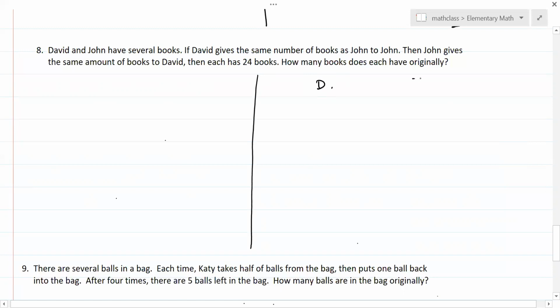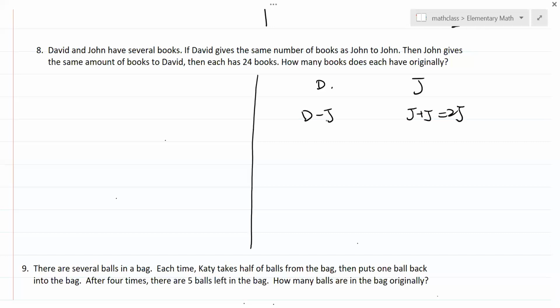David and John. We don't know how many books they each have at the very beginning. So David gives John the same amount of books as John has. John gets so many books, it's double. And then for David, you have to subtract J because it's already a gift. So the total sum remains unchanged.